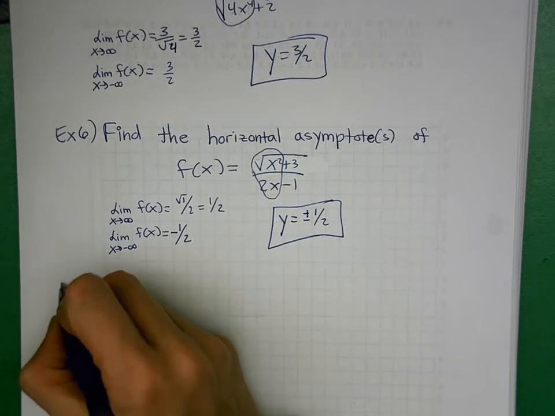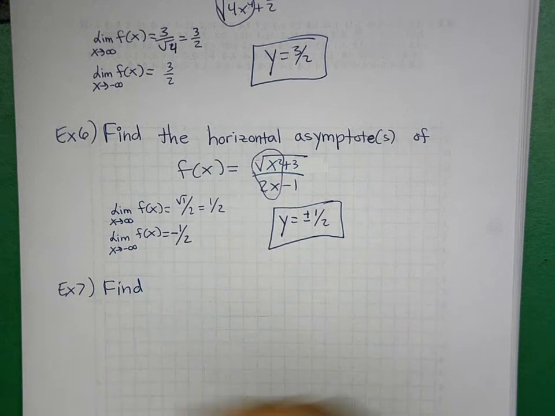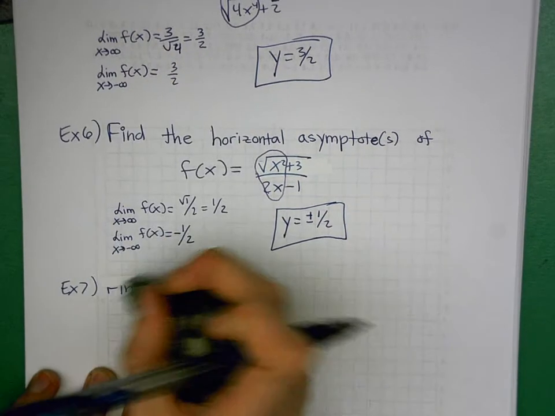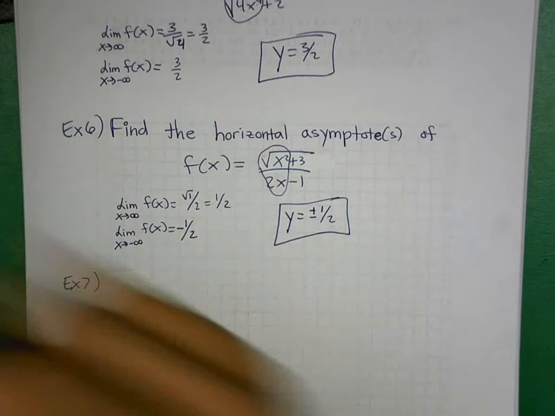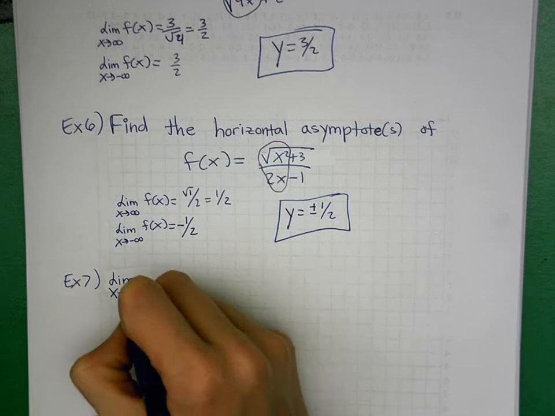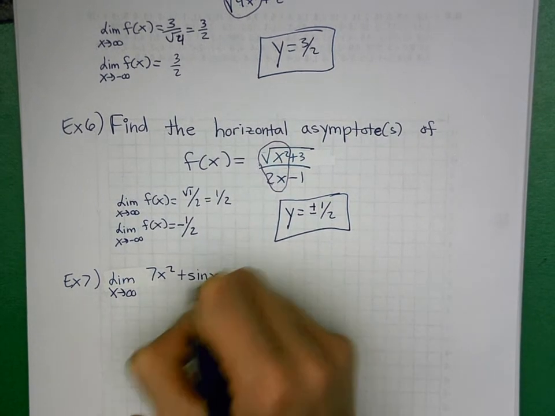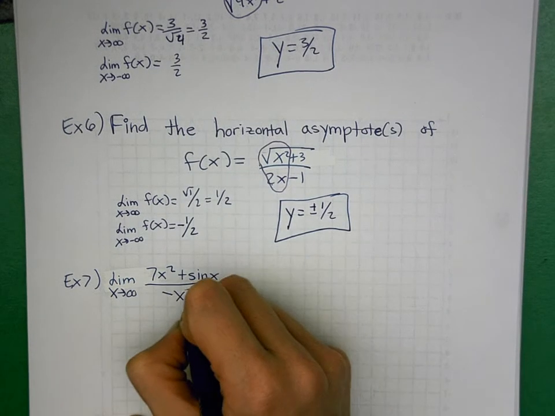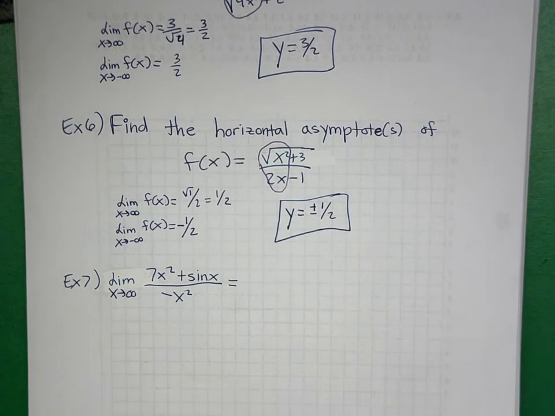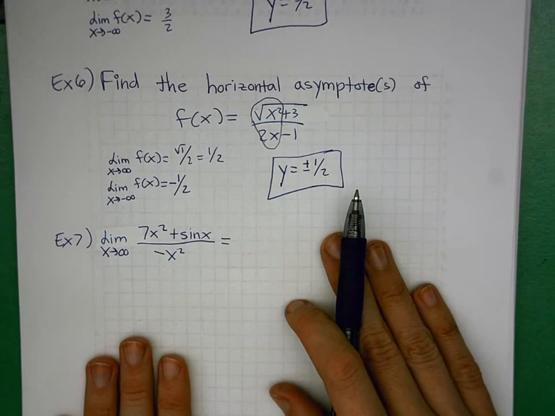Okay, two more. Example 7. Find... Actually, we've done that direction several times. Let me go ahead and give the other direction again, because remember, they won't always use the word horizontal asymptote. They will sometimes just say the limit as x approaches infinity of 7x squared plus sine x over negative x squared equals what? And they will expect you to solve this, and to recognize that because we have x approaching infinity or negative infinity, they're asking me to find a horizontal asymptote. They're asking me to use principle of dominance.